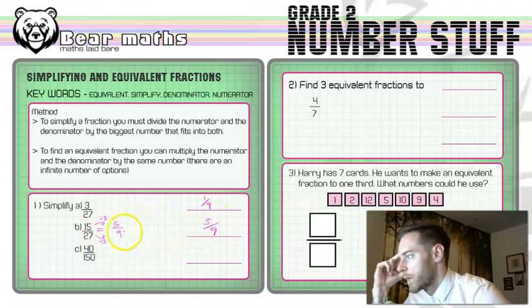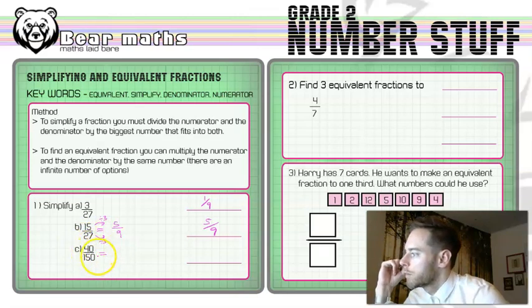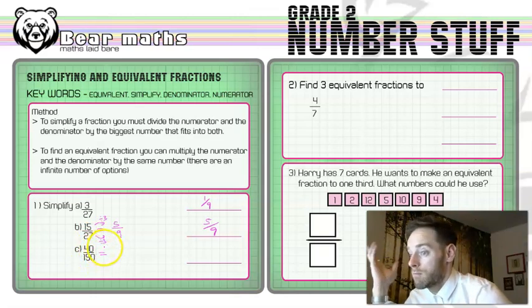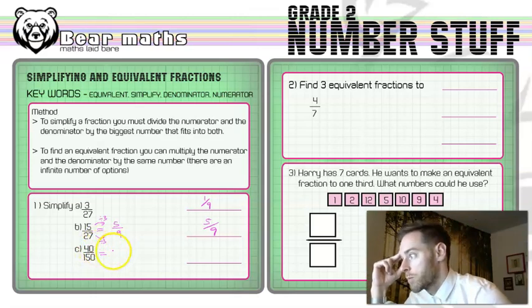Can't simplify any further. And in C, now this one I might take a couple of steps here. Might not. Maybe I won't. So what we'll do is, you can see both numbers end in a 0. And when you see both numbers end in a 0, you can divide straight away by 10. Watch the video on dividing by 10. And you just move the decimal place back 1 space. So you get 4 on the top, and then you would get 15 on the bottom.